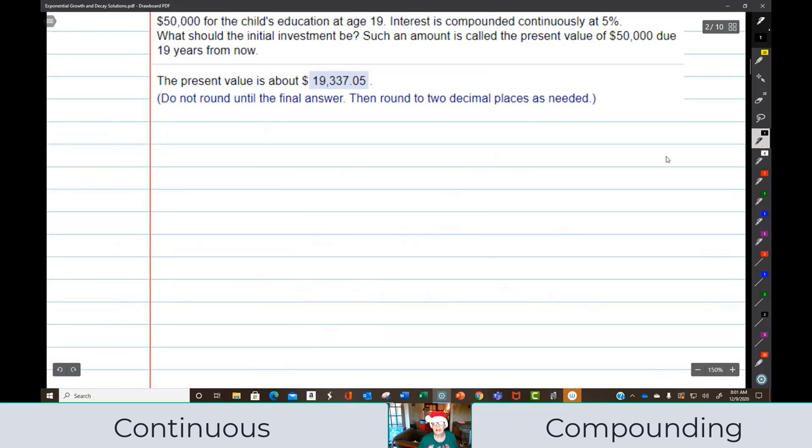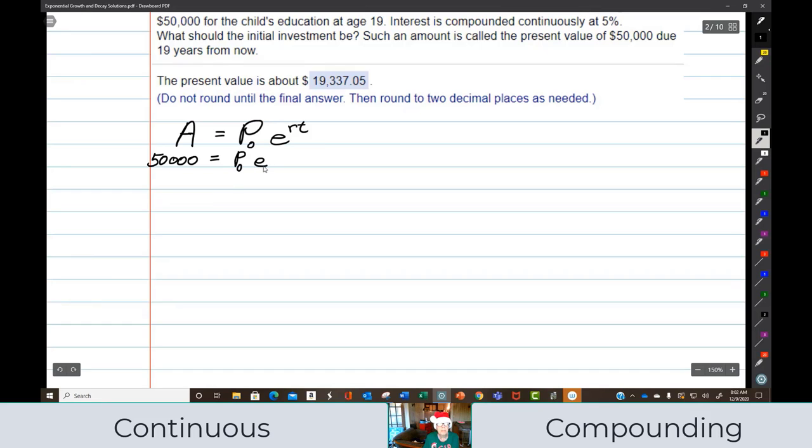Now, here is what that is saying. If we use A, the accumulated amount, equals P, which they're calling P naught, e to the rt. The accumulated amount after time is going to be $50,000. What they're asking is, okay, for little Susie or little Henry or whoever, to be able to have a college fund, how much do I need to put in there today so that in 19 years it becomes $50,000? So we're going to be solving for P naught.